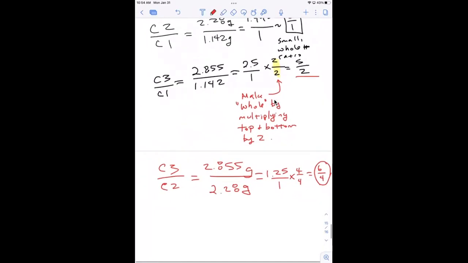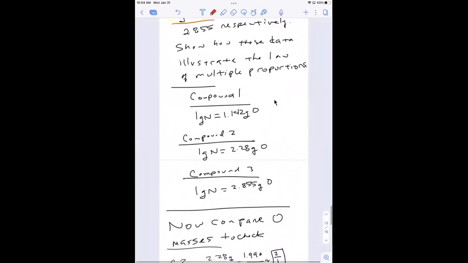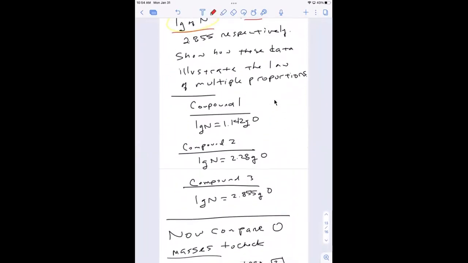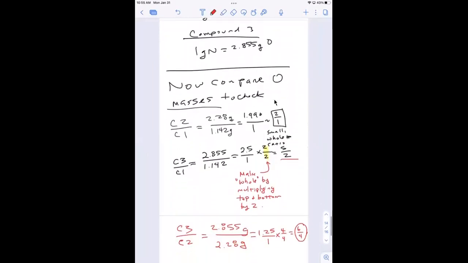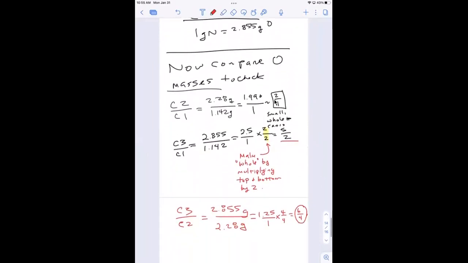I multiply both by 4. So in this case, we get a 6-to-4 ratio, which is again a small whole number ratio. So let's go back to the original question. What did it ask us? Show how these data illustrate the law of multiple proportions. So does the data match up with the law, which says that for a fixed mass of one atom in a compound, the other atom in that compound should be present in small whole number ratios in the other compounds. Did we just prove that?